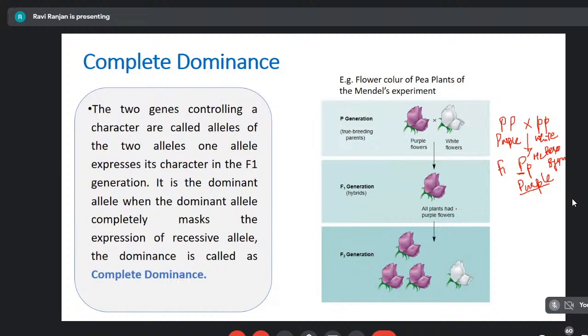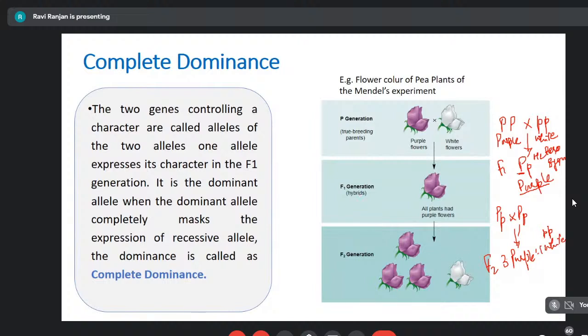That's why the whole F1 generation will be purple. Similarly, when you self-cross the F1 generation, in the F2 generation you will find 3 purple and 1 white. White will be able to express only when both alleles are lowercase. So what we have studied till now under Mendel's genetics is actually complete dominance.